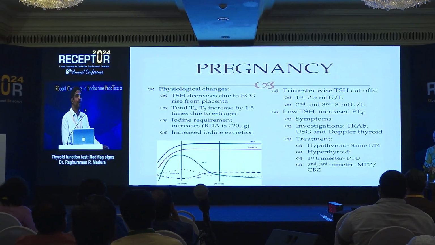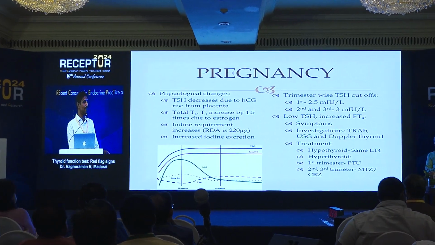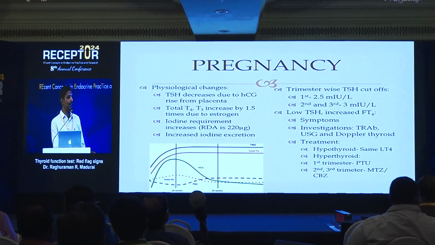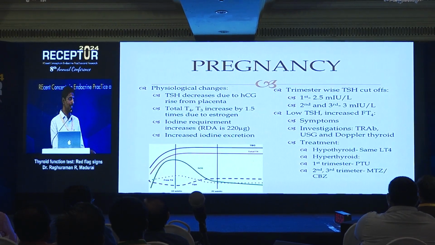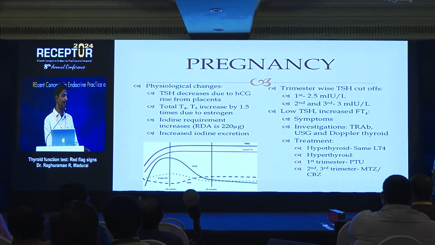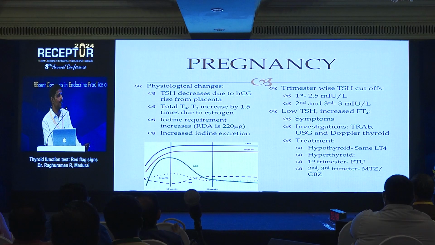If needed, you can go ahead with USG and Doppler. Because treatment wise, for hypothyroid, you have to do the same treatment as a normal patient, use levothyroxine. But in hyperthyroid, in the first trimester use PTU, propylthiouracil, and in the second and third trimester, you can go ahead with methimazole or carbimazole.